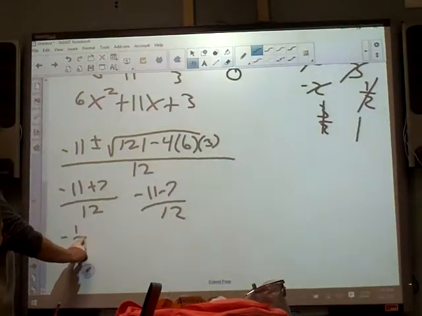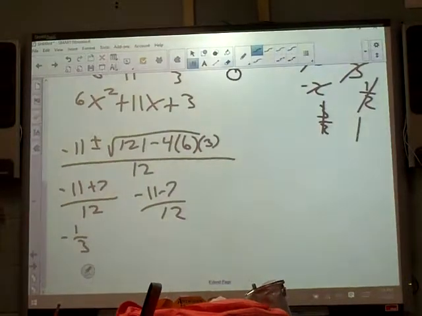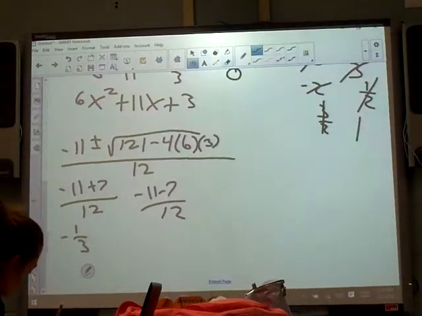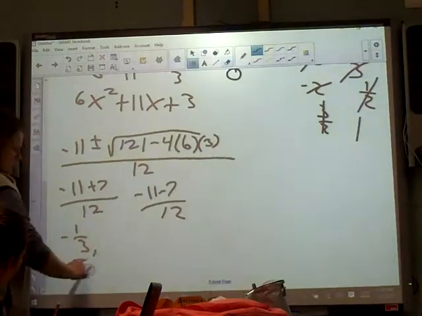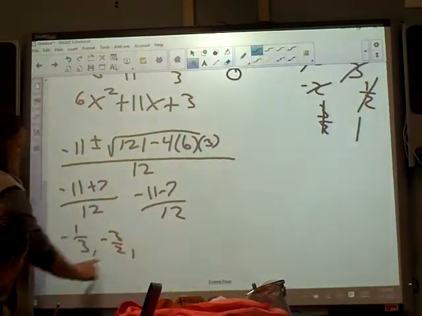Anybody think about picking negative 1/3 and you just didn't speak up? Negative 11 minus 7 is negative 18, divided by 12 is negative 3 halves. Is that right? Mm-hmm. So we got negative 1/3 and negative 3 halves.